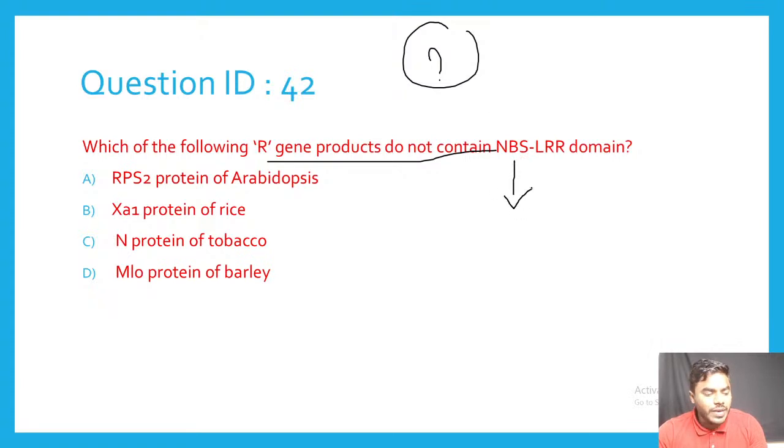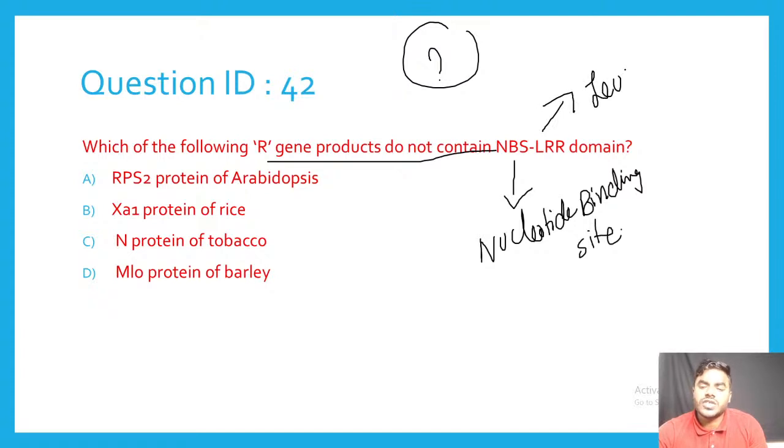Do you know what NBS is? Nucleotide binding site. That is called NBS. What is LRR? L represents, friends, leucine. Leucine rich repeat. Correct, Sushma, correct.